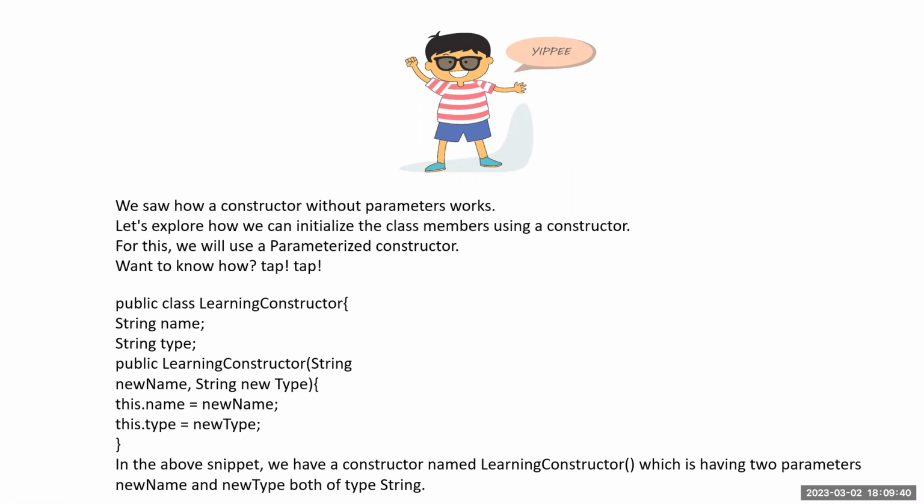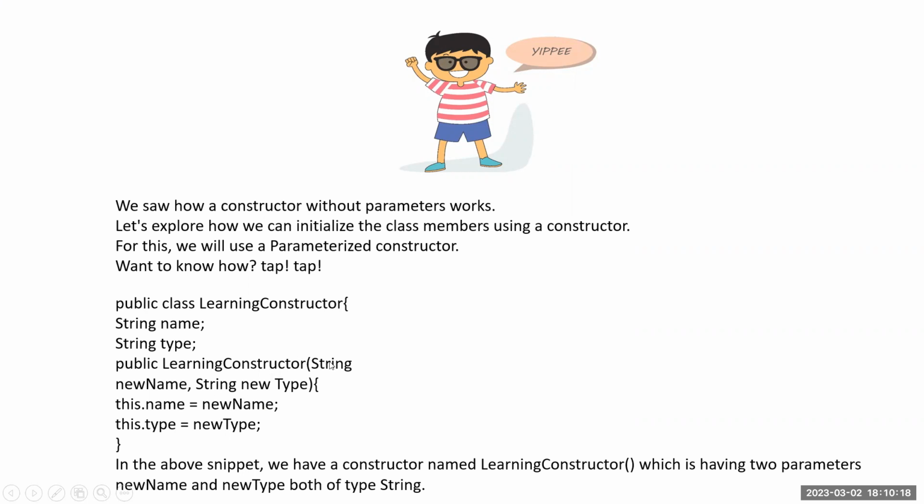Whenever you want to construct an object, you are strictly required to provide these values, name and type, before creating that object. So what you will do in the constructor is add a couple of parameters, one is name and one is type, something like this: string new name and string new type. this dot type is equal to new type, and this dot name is equal to new name.